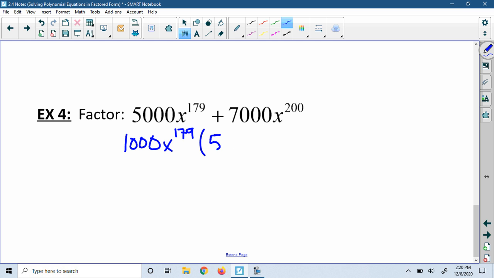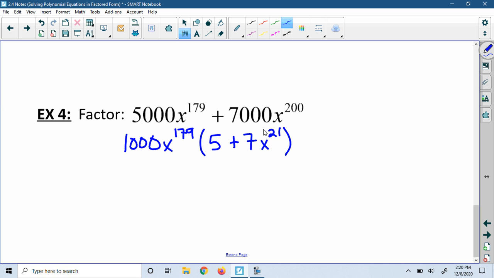Well, it'll be, let's see, 5, because 5,000 divided by 1,000 is 5. I had 179 x's. I pulled all of them out, so no more x's for that term. This one's going to be 7x to the, what is that, 21st? I had 200 x's, I pulled 179 out, so there's 21 left over.